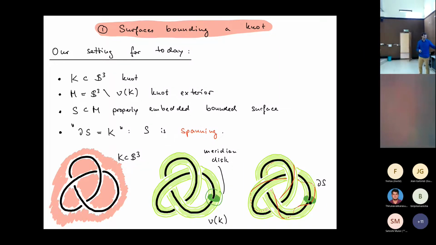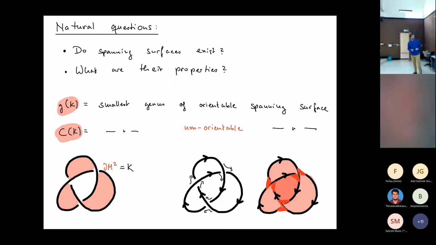Yes. So we will come to that in a second. Yes. So what these surfaces are called. So natural questions: do spanning surfaces exist? Right, you could ask that. And what are their properties? If you talk about a surface, what's the genus? So we have the genus of a knot, which is the smallest genus of an orientable spanning surface. And then we have the crosscap number, which is the smallest non-orientable genus of a spanning non-orientable surface, right? Those are different things.